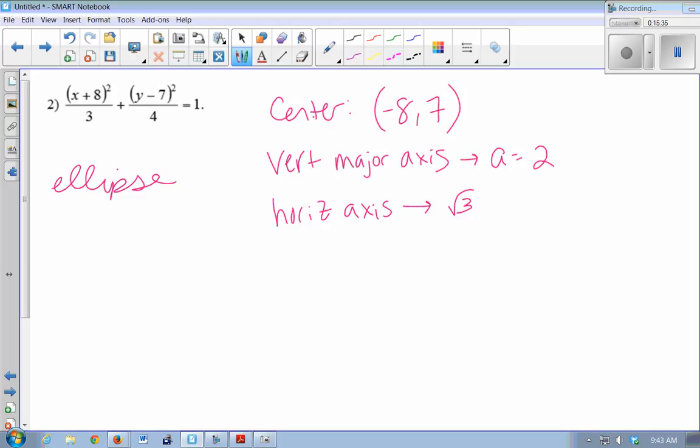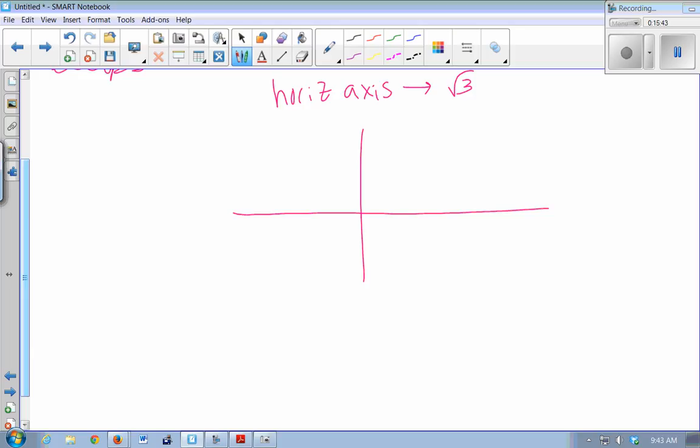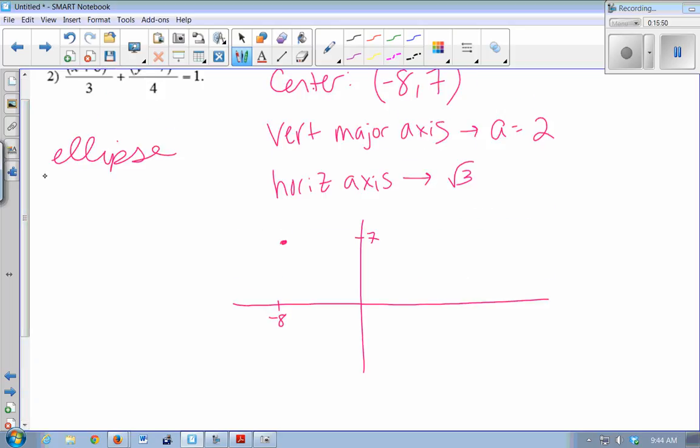So I was going to sketch it. I got to go -8, 7. I'll just eyeball it. All right, and then my vertical major axis means I have to go up 2 and down 2. So go 1, 2, down 1, 2. And then square root 3, what's that approximately? 1.7. So I go right 1.7 and left 1.7. And there's my ellipse.